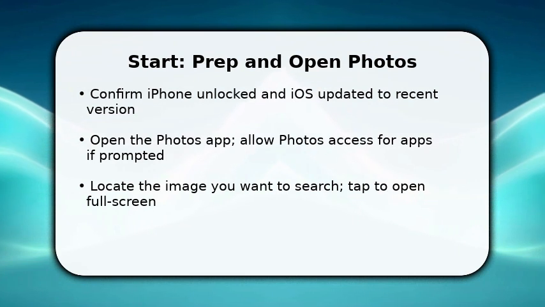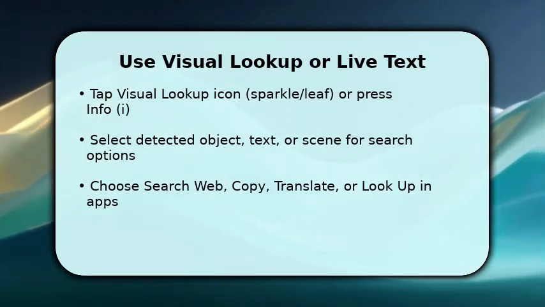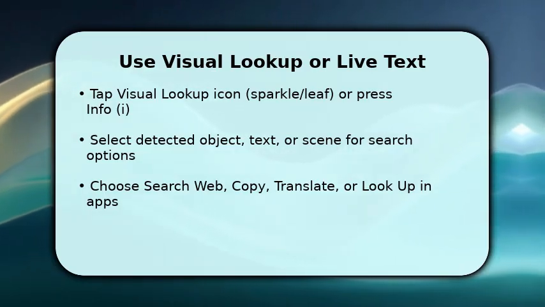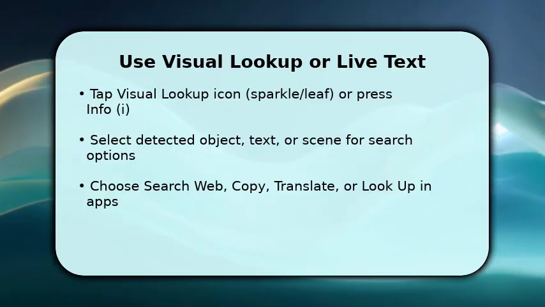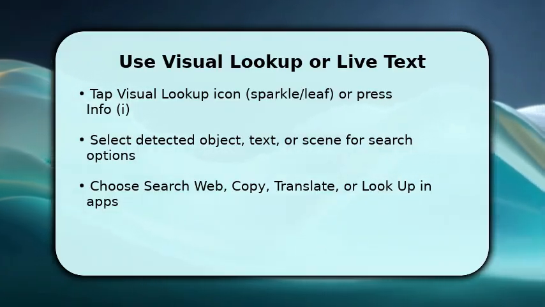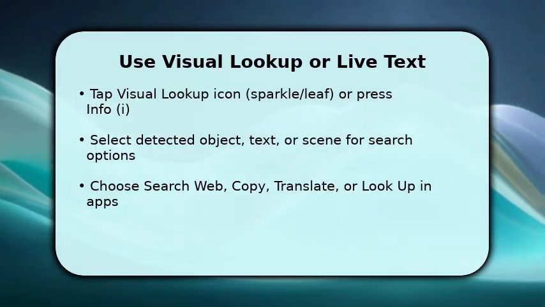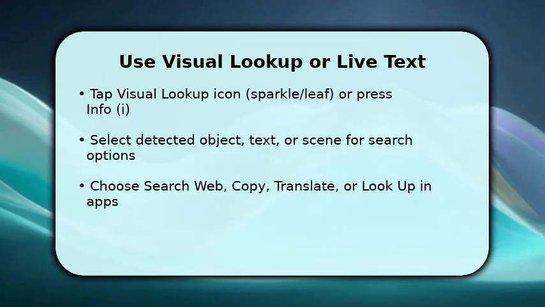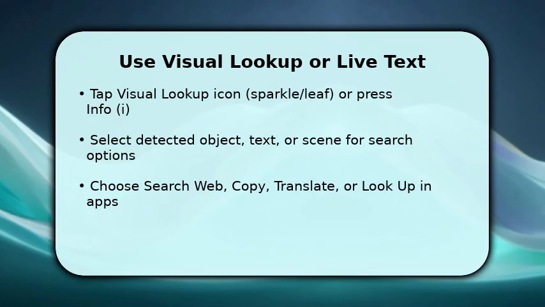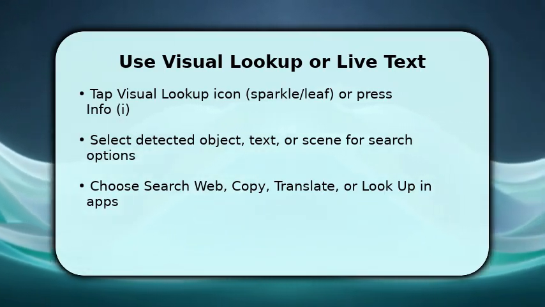context-aware results. Now use Visual Look Up or Live Text depending on what the iPhone detected. If the phone highlights an object or scene, tap that highlight to show web results and related images. If text is present, touch and drag to select words, then choose Search, Copy, or Translate. This integrates with Safari and other apps. Make sure to scroll results and tap any web or image result to inspect sources. This layered approach helps you refine what you want to find and why the results matter.